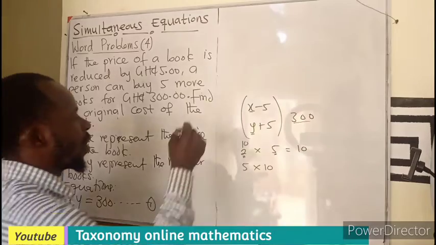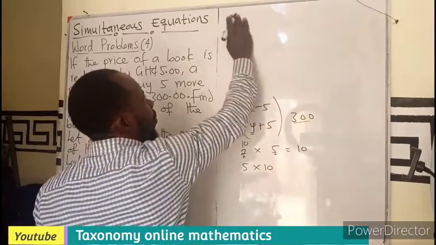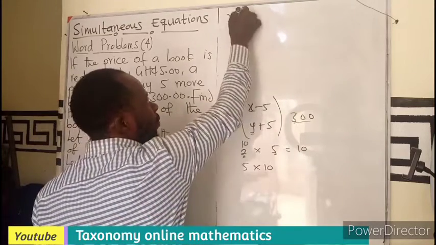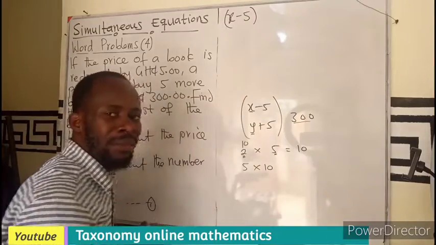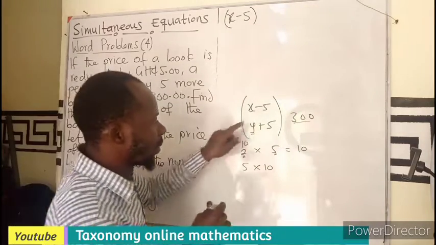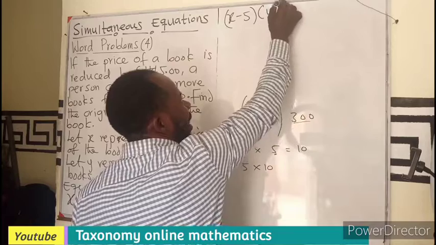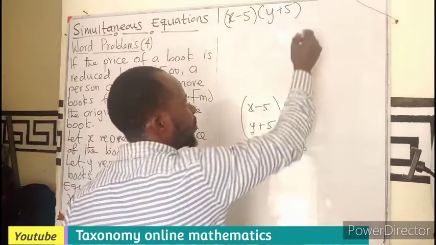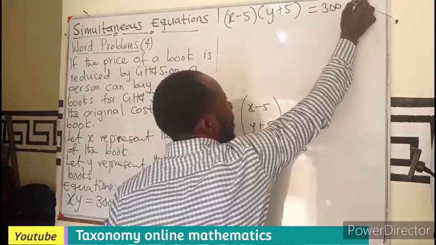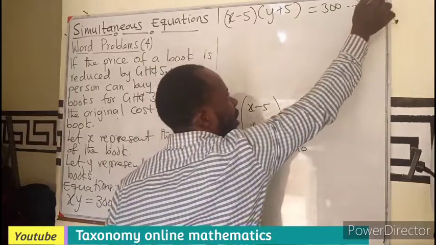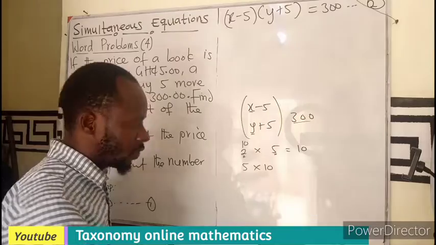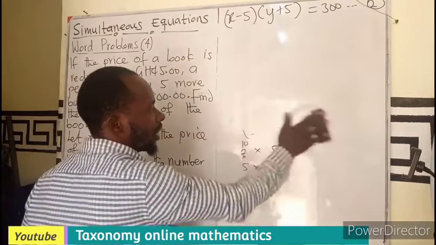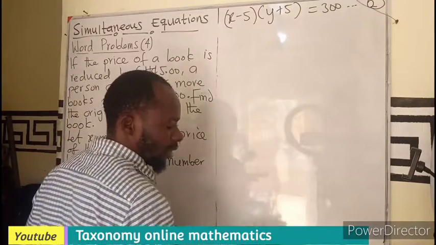So for the second one, X minus 5 as a reduction in price, which you still multiply by the increased number of books. That will still give me my 300 Ghana cedis as my equation 2. So these two equations can now be solved simultaneously.